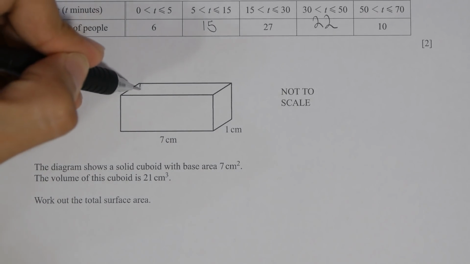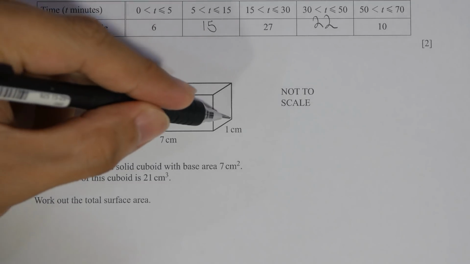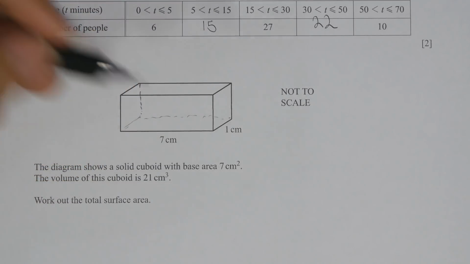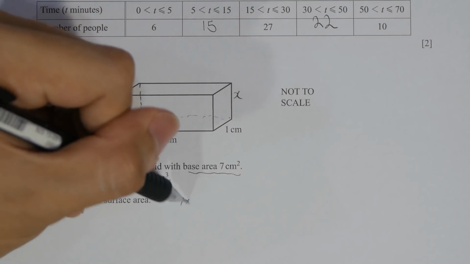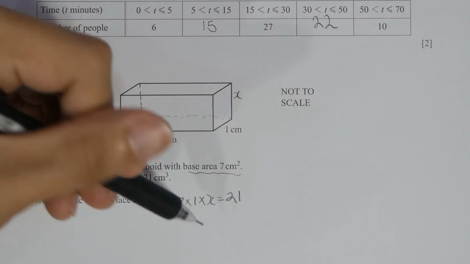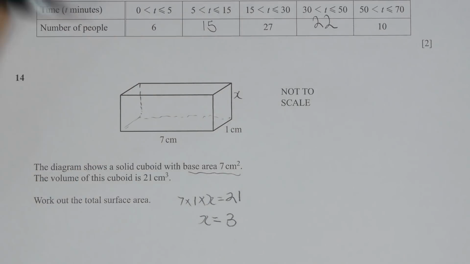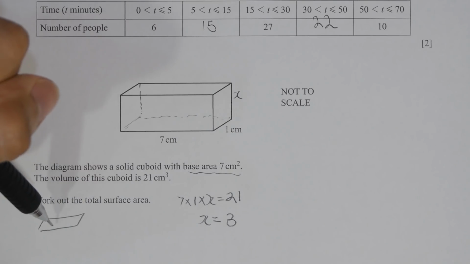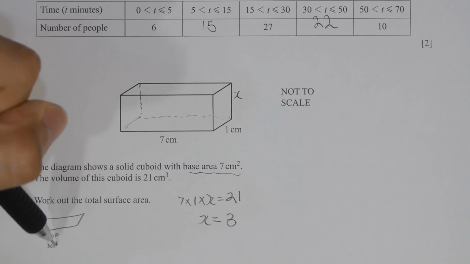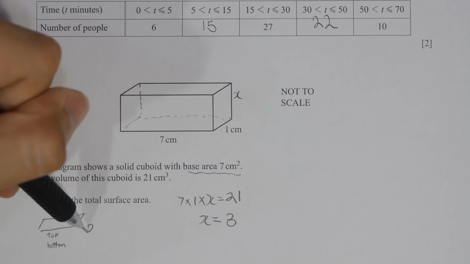Whereas for question 14, first things first, you're required to find the unknown, which is the height of this cuboid, as the volume has already been given. So after you run the calculation, you get x equals 3. Then you find the surface area.